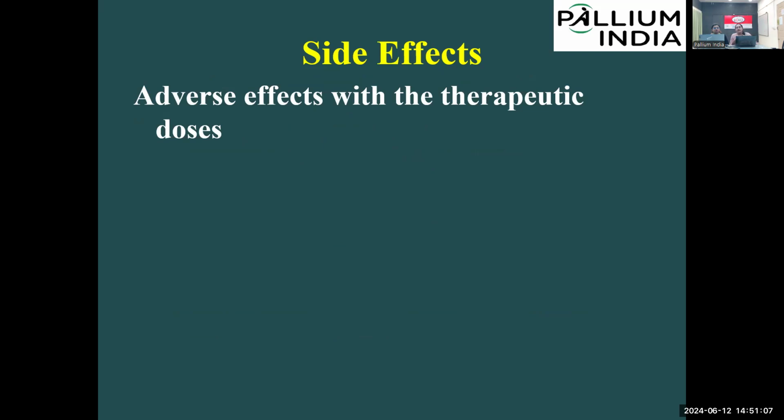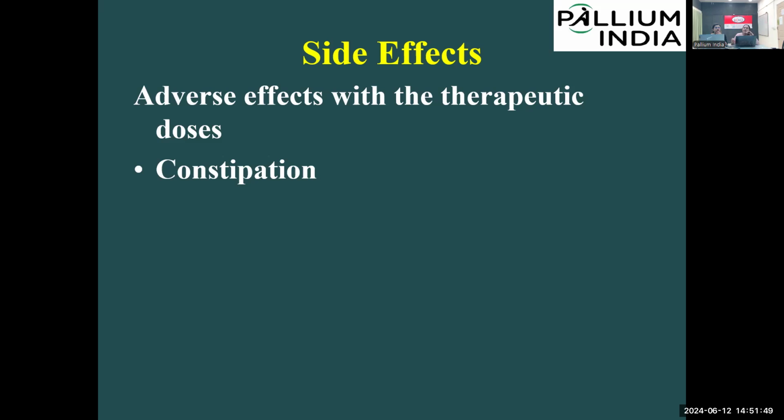What is the most common side effect of opioids? Can somebody tell? Nausea. Constipation. Thank you for the responses. So the most common side effect of opioids is constipation. Almost 90 to 95% of the patients who are started on morphine will develop constipation. And as long as the patient is on the opioid, this will be a long-lasting side effect.